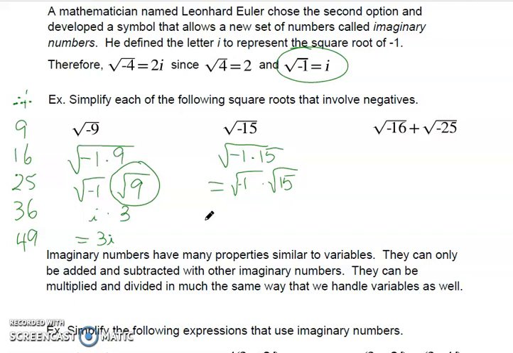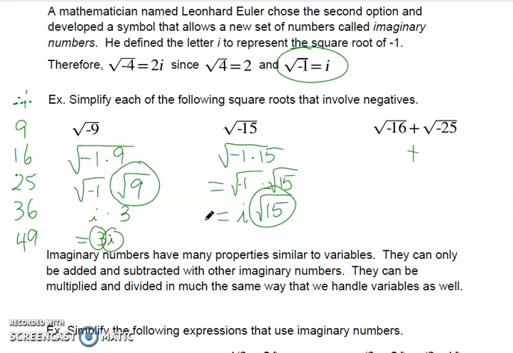4 is not a factor of 15. 9 is not a factor of 15. So 15 cannot be broken down any further. So the square root of negative 1 is i, and the square root of 15 just stays the square root of 15. So in this case, it will be i square root of 15. We're going to put the radical second, after the i, because again, we don't want the i to look like it's underneath the square root. So if we have an integer value, we're going to put it first, followed by the i, and then the square root we'll put last.